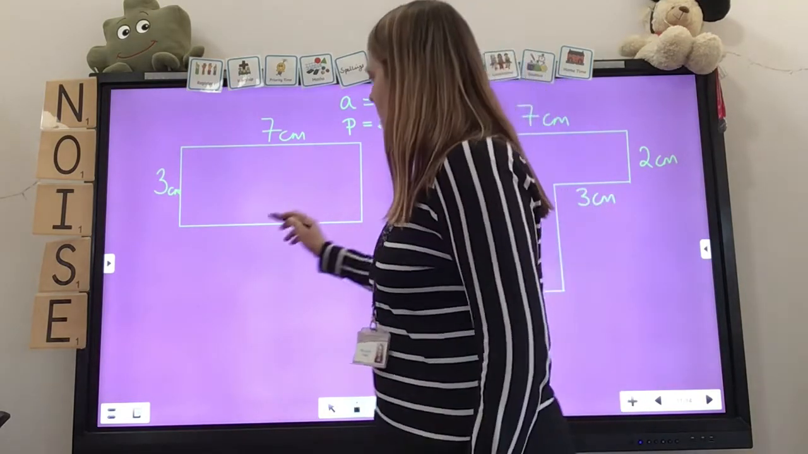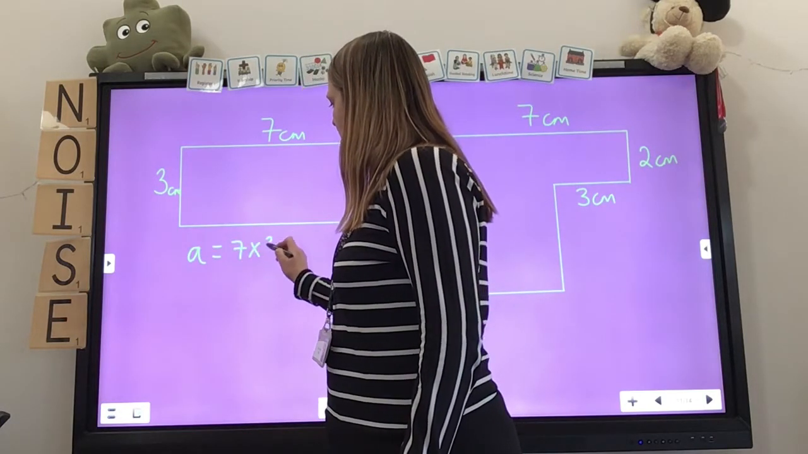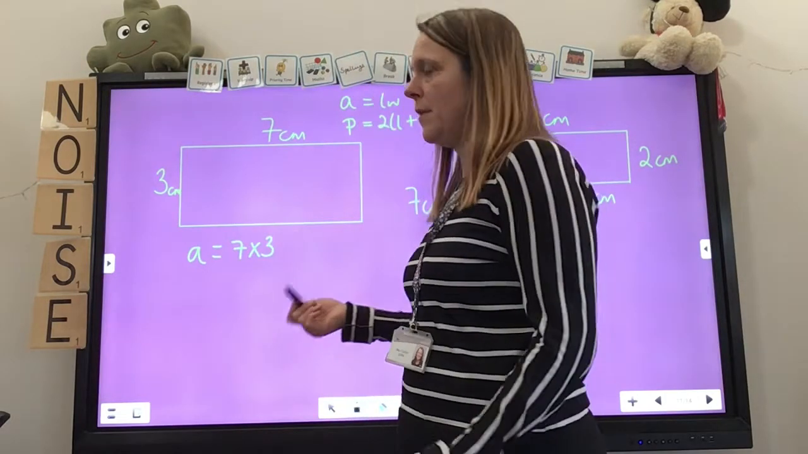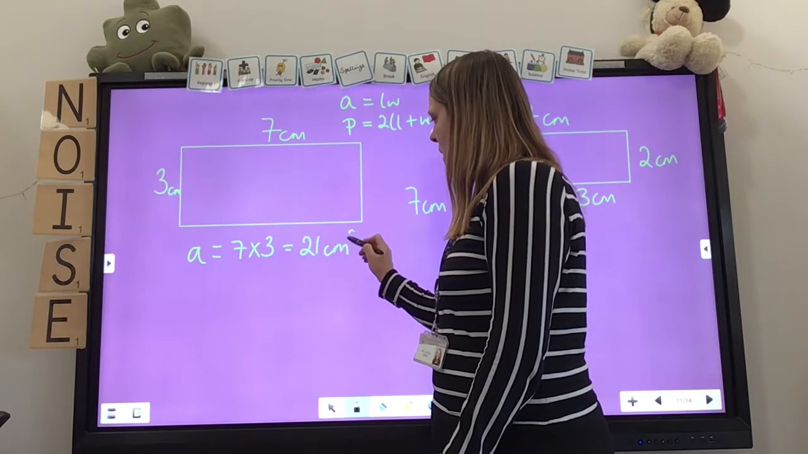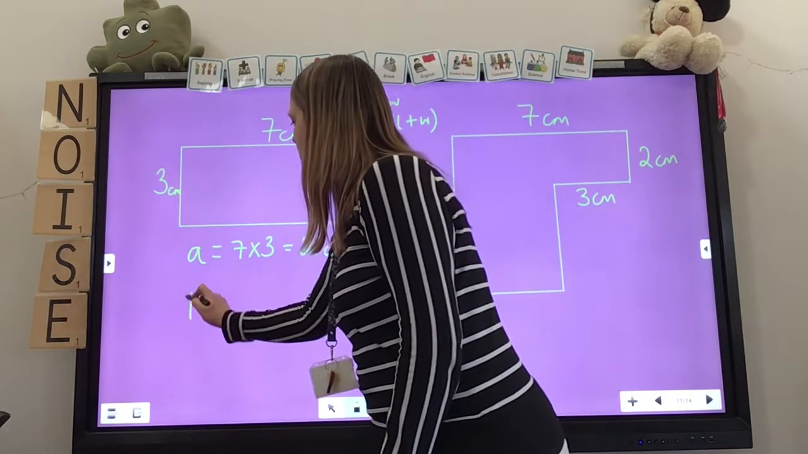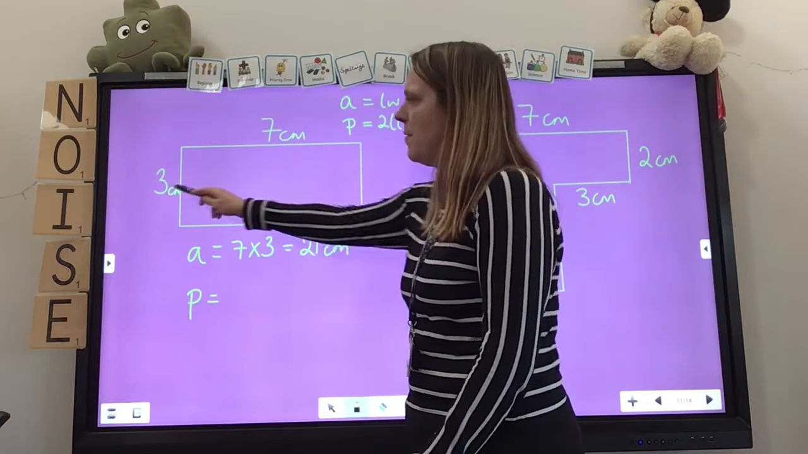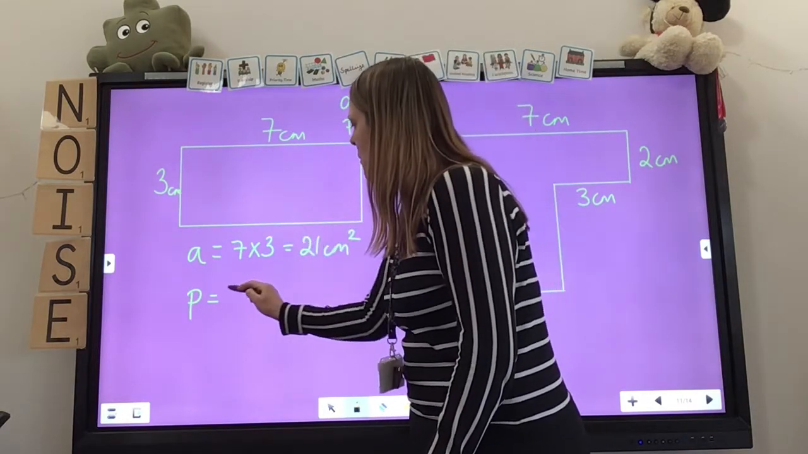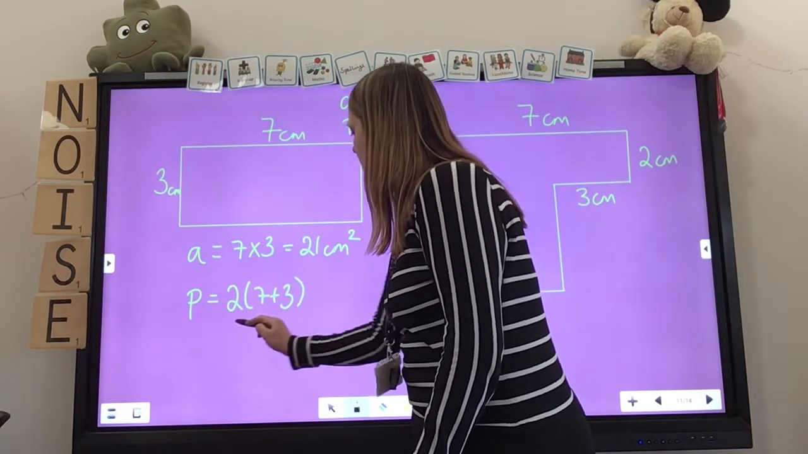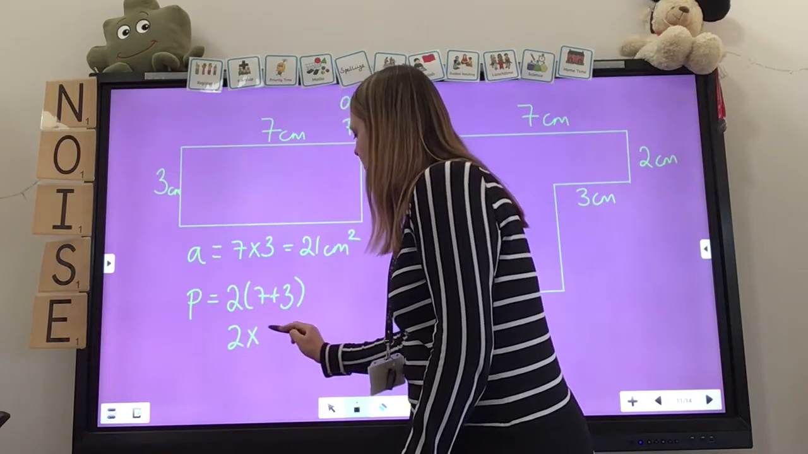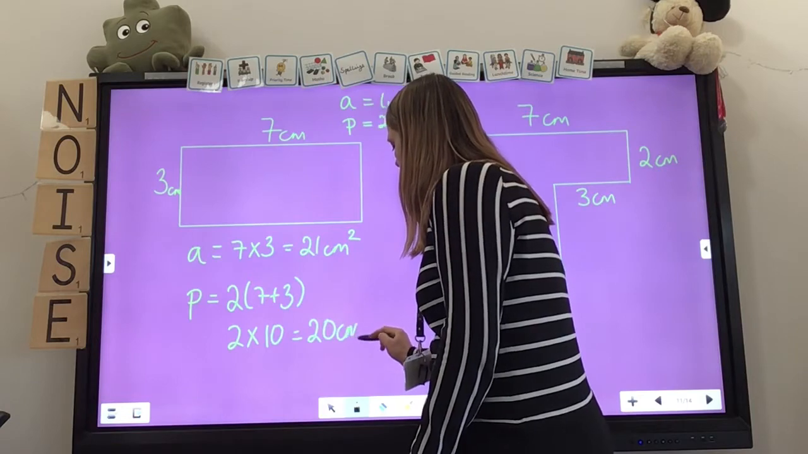So area for this one equals 7 times 3. I could have done 3 times 7 because it's commutative. The answer equals 21 centimetres squared. And then my perimeter, because I know opposite sides are equal length, so if that's 7, that must be 7, and if that's 3, that must be 3. So it's going to be 2 lots of 7 plus 3, which equals 2 times 10 equals 20 centimetres. Okay.